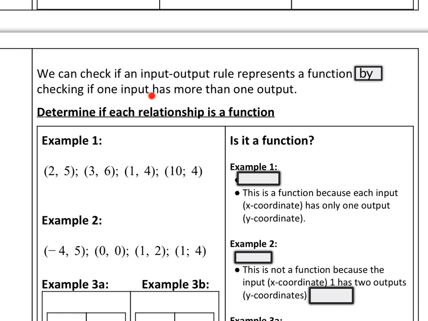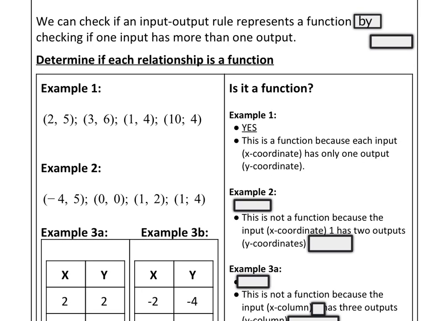On to the next page. We can check if an input-output rule represents a function by checking if one input has more than one output. Let's determine if each relationship is a function. Example 1. We've got 4 points here, (2, 5), (3, 6), (1, 4), and (10, 4). My input, my x's, 2, 3, 1, and 10, all each have a different output. So yes, this is a function. We say that because each input, the x coordinates, have only one output, the y coordinates.